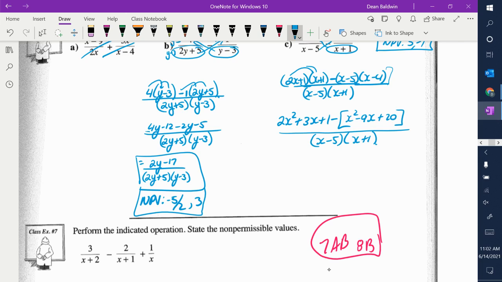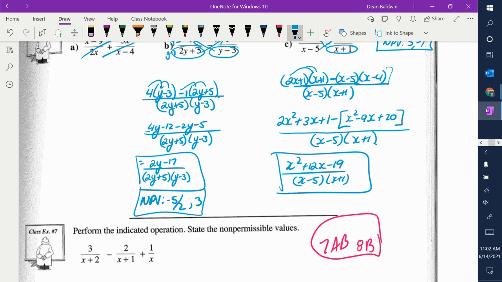So 2x squared minus x squared is x squared. 3x minus negative 9x is 3x plus 9x. 12 and 1 minus 20 is negative 19. So it's the same stuff, it's just with binomials, basically, right? Or polynomials.